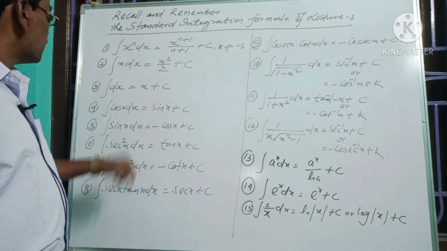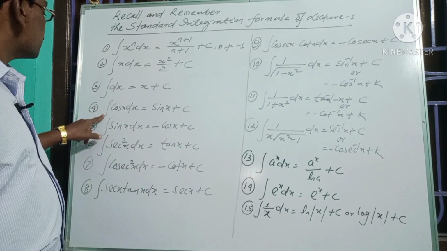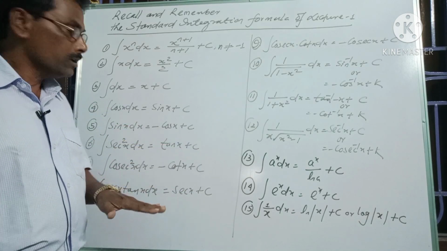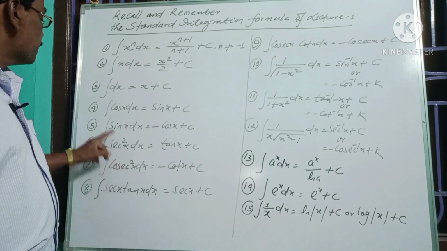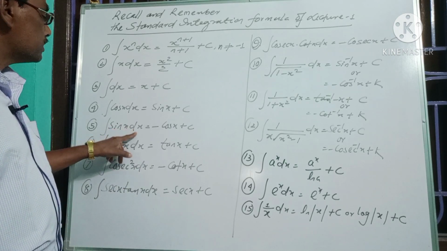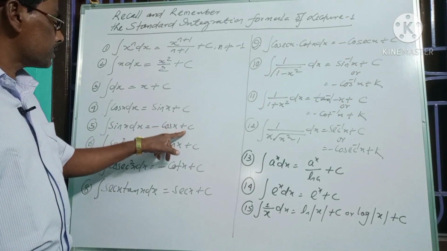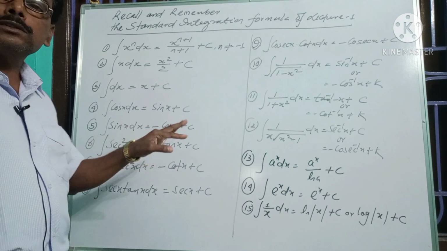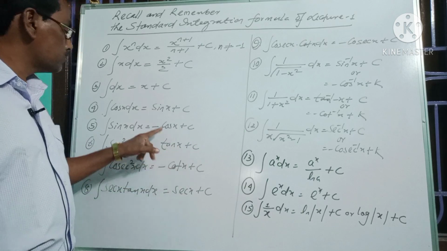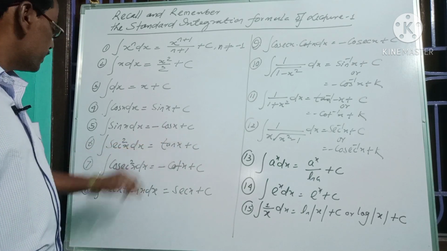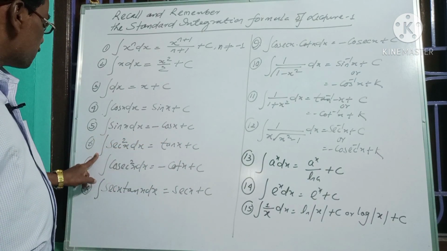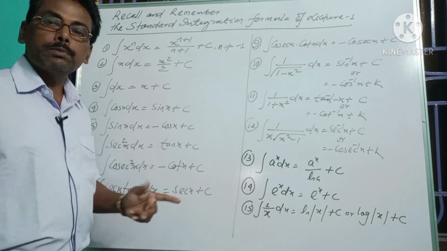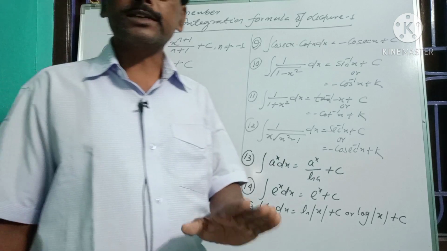Then we have already derived integration of the trigonometric functions, that is integration of cos x with respect to x is equal to sin x plus c. So we have to remember it. Then integration of sin x with respect to x is equal to minus cos x plus c, where the derivative of minus cos x plus c is equal to sin x. Then integration of sec square x with respect to x is equal to tan x plus c, because the derivative of tan x plus c is sec square x.